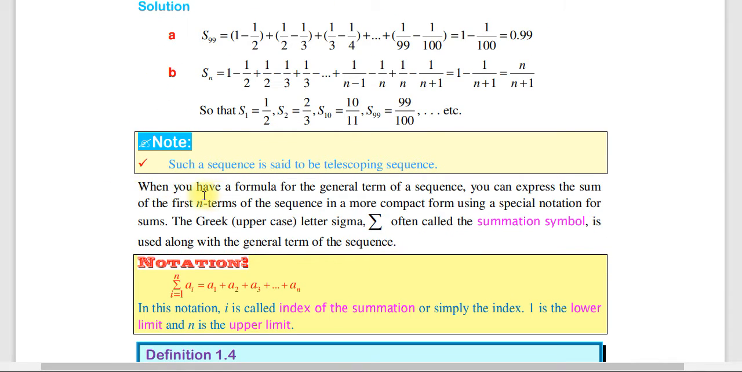Here, when you have a formula for the general terms of a sequence, you can express the sum of the first n terms of the sequence in a more compact form using a special notation for sums, the Greek uppercase letter sigma. ይህንን ለሳሜሽን ምልክት እንጠቀመዋለን ማለት ነው፣ and often called summation symbol ይባላል, as used along with the general terms of the sequence.